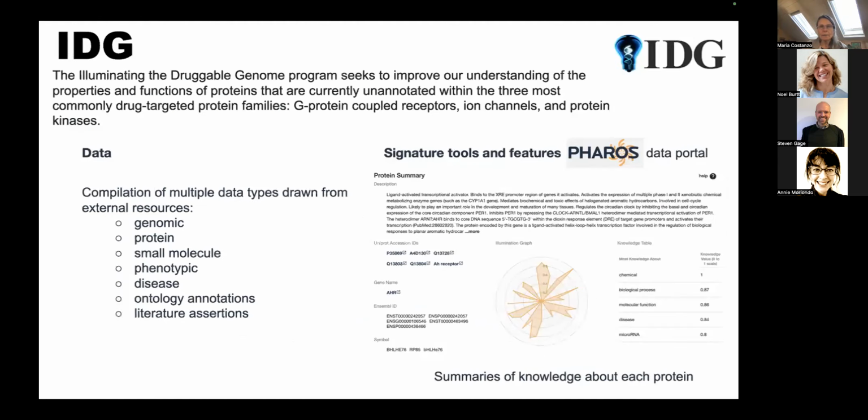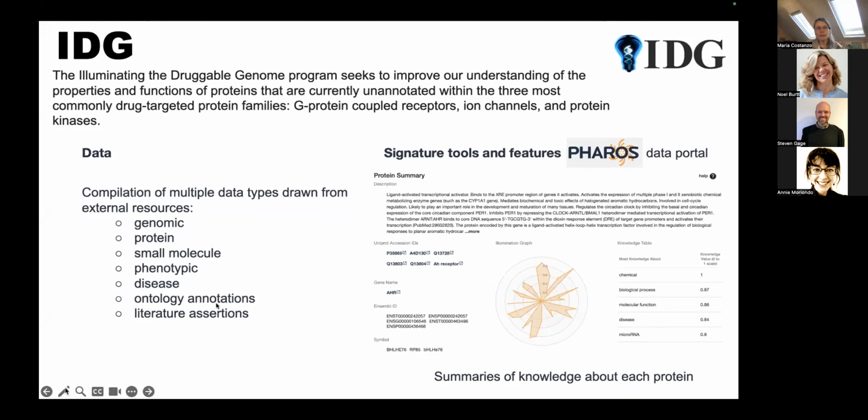Okay, so that's HubMap. The next one is IDG, or Illuminating the Druggable Genome. And this one is based on the idea that most successful drug targets are within 3 different protein families: either G-protein coupled receptors, ion channels, or protein kinases. And so they are focusing on those protein families, but they have data for other proteins as well. So they have this Pharos data portal that I think draws from 80 different resources. It's amazing.